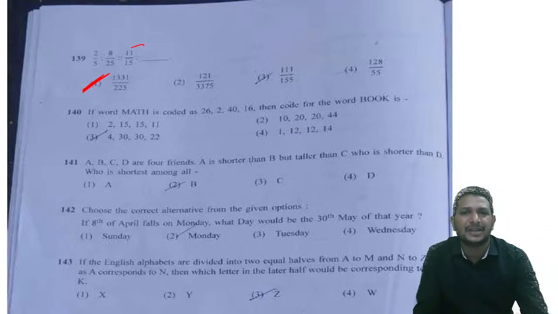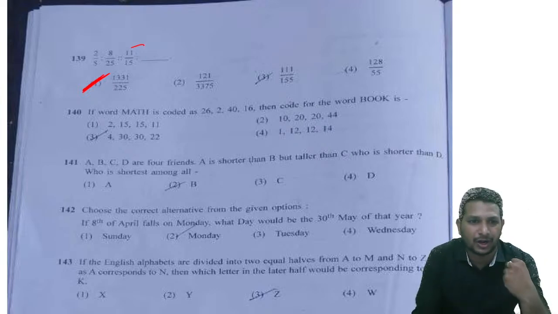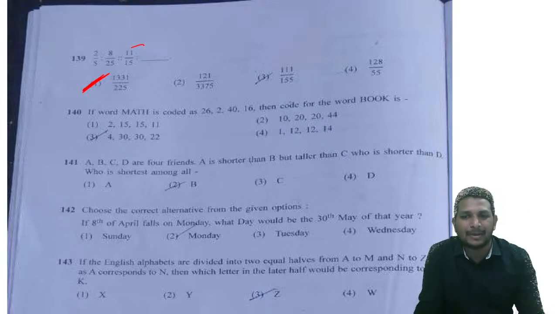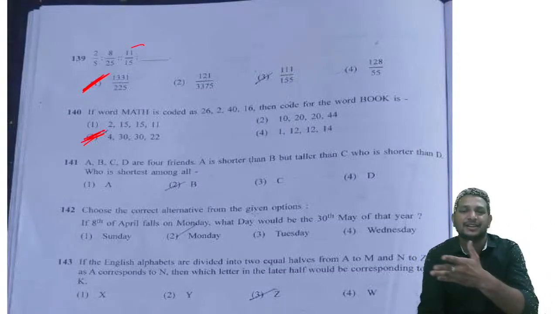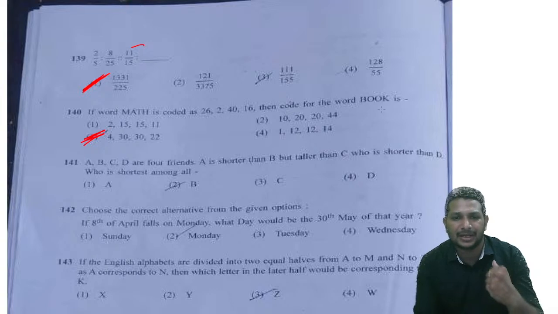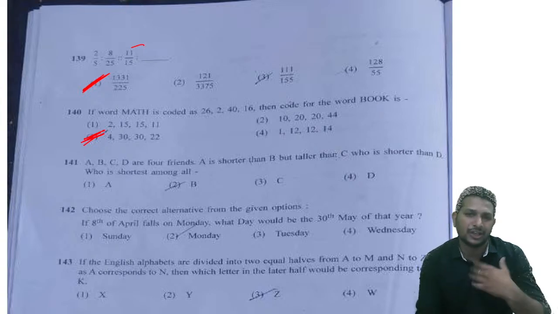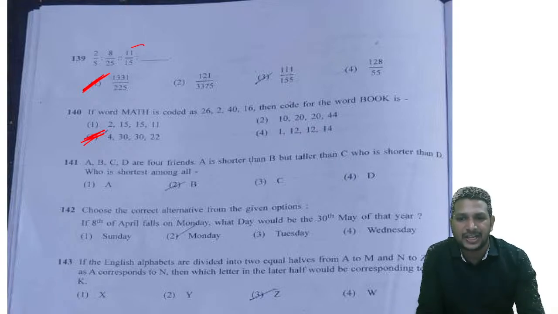So the positions became double. If I apply the same logic, B is at second place. Double of 2 is what? 4. So the only possibility is option 3. No need to check the other options also, because O is anyways 15, so double is 30, correct. K is 11, became double 22. So the logic we took, the doubling of numbers, is correct. So the answer is option 3.